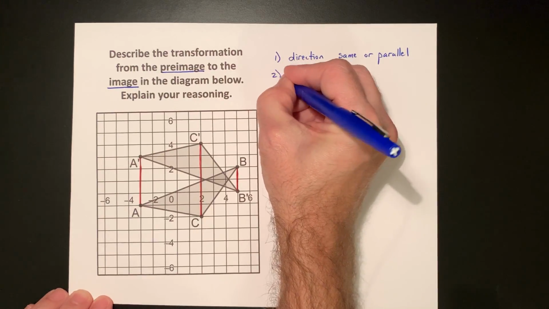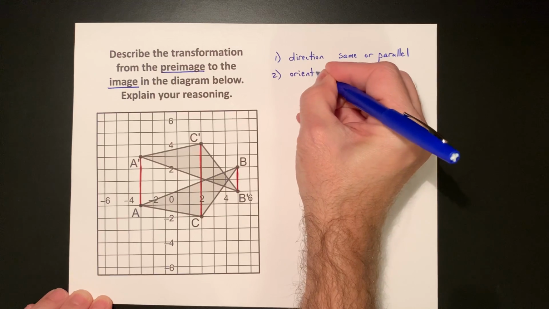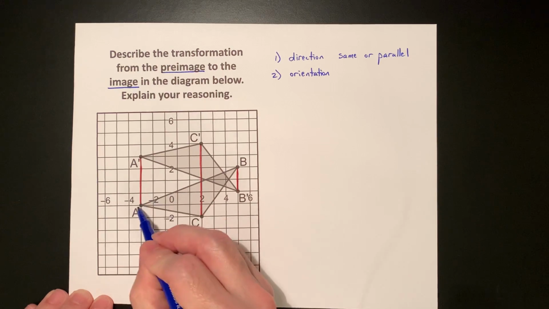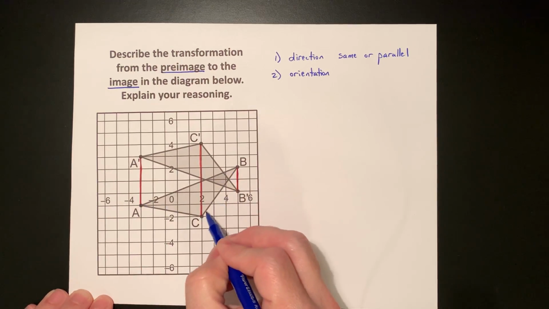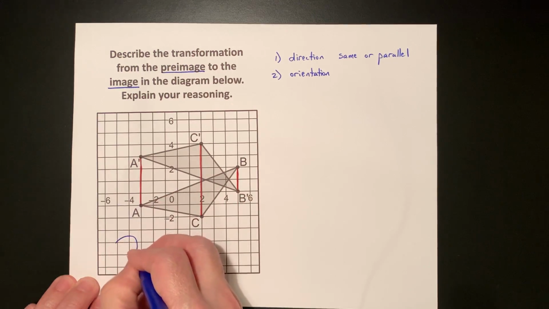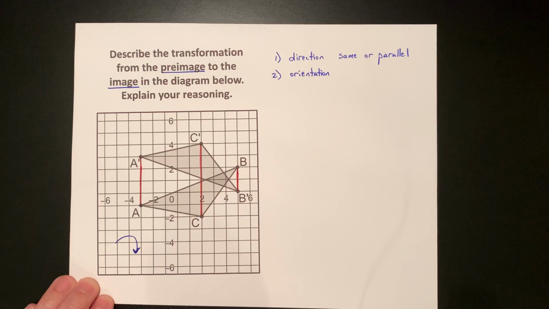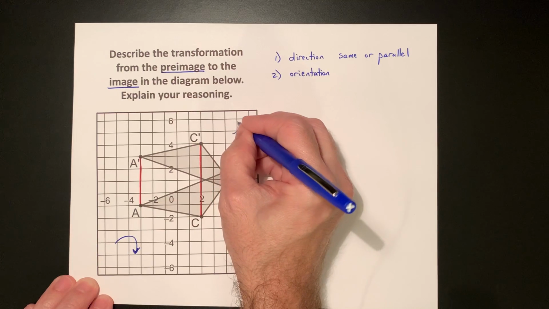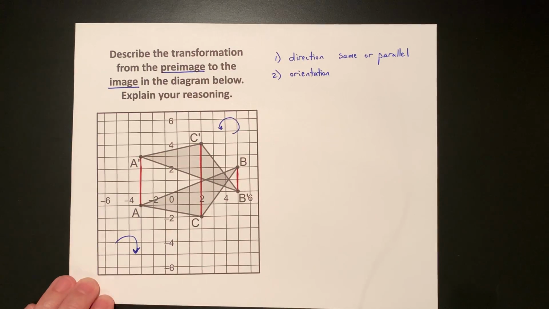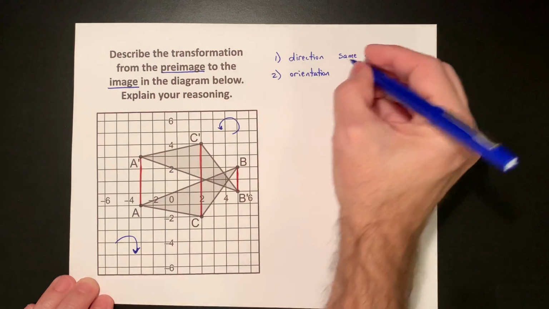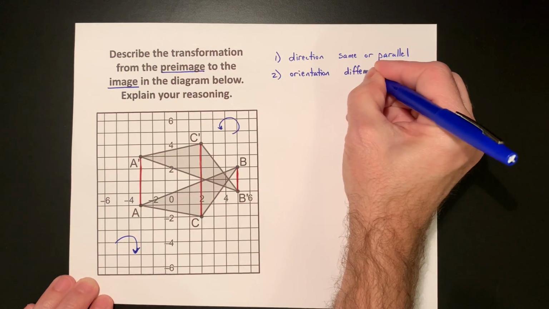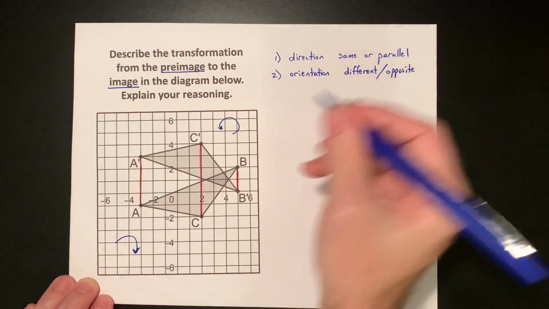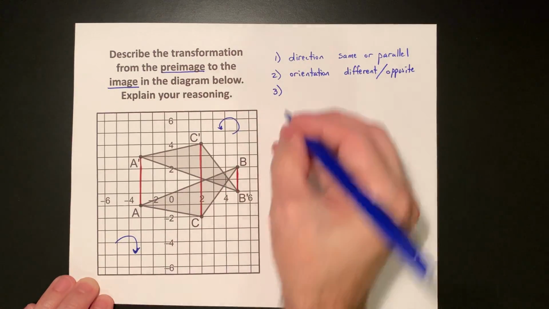The second thing that we look at is orientation. Now, the way that you approach that is you usually think alphabetically. If I go from A to B to C, I'm moving around in a clockwise direction. If I go from A prime to B prime to C prime, I'm going in a counterclockwise or anti-clockwise direction. So the orientation is different, or some people might say opposite. Different or opposite.